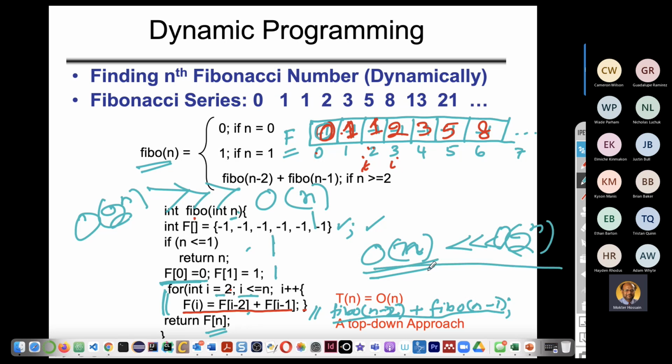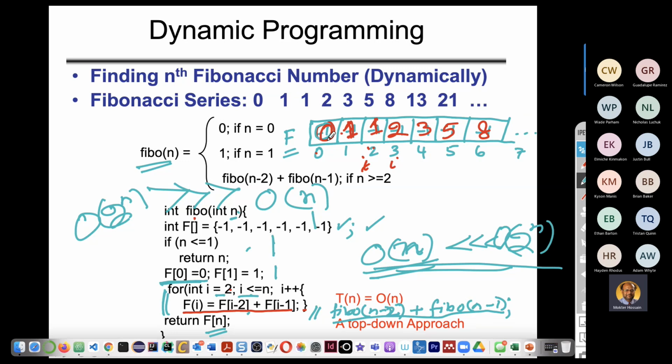So which one is efficient? This one or the recursive one? This one, right? So we see that dynamic programming is efficient.